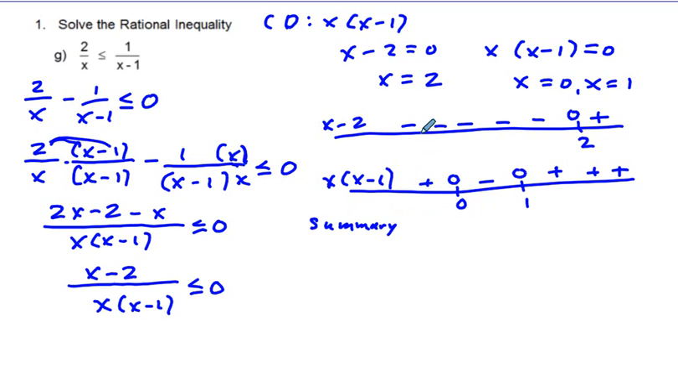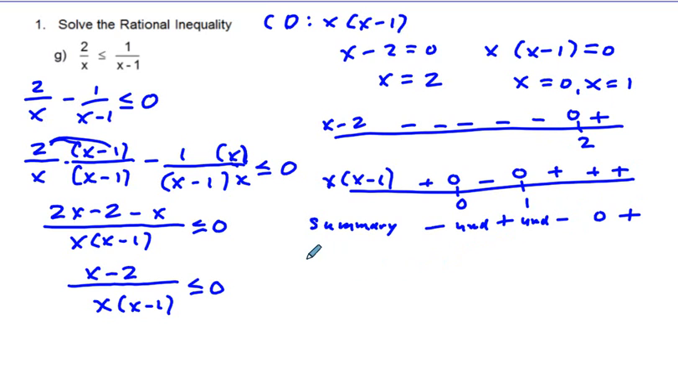And for our summary, we first have negative divided by positive, which is negative. Negative divided by 0, which is undefined. Negative divided by negative, which is positive. Negative divided by 0, that's undefined. Negative divided by positive, negative. 0 divided by positive, which is 0. And finally, positive divided by positive, which is positive. And so now we have everything.